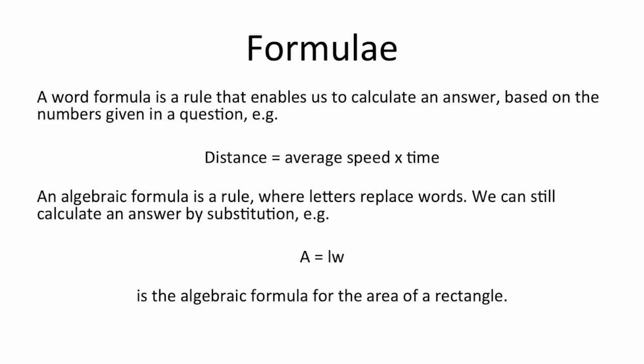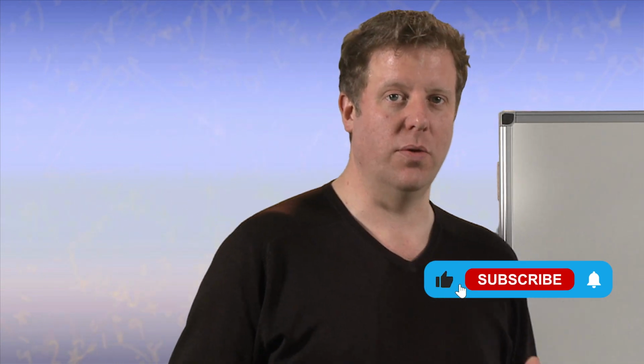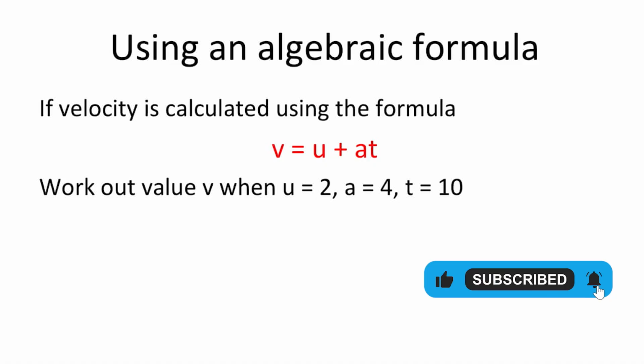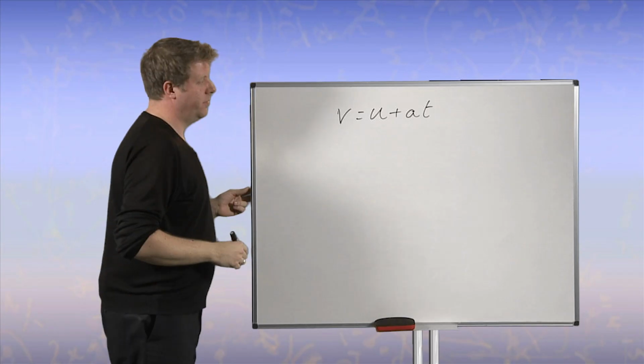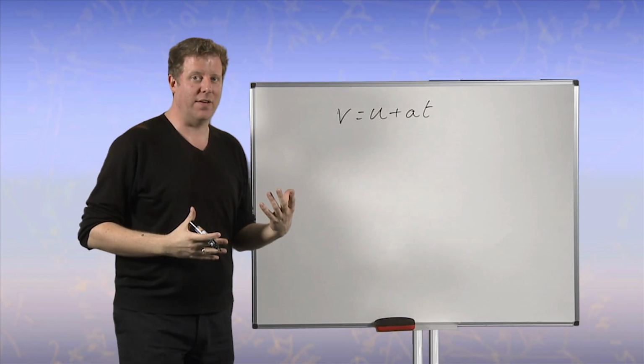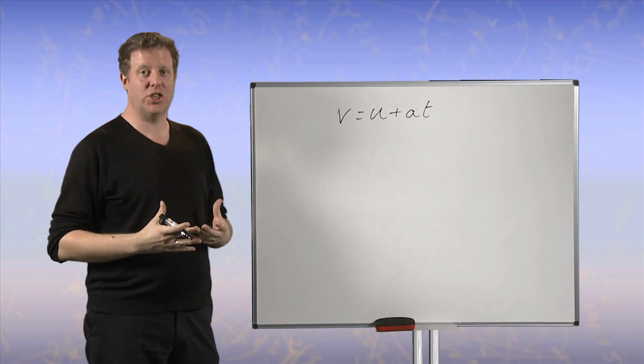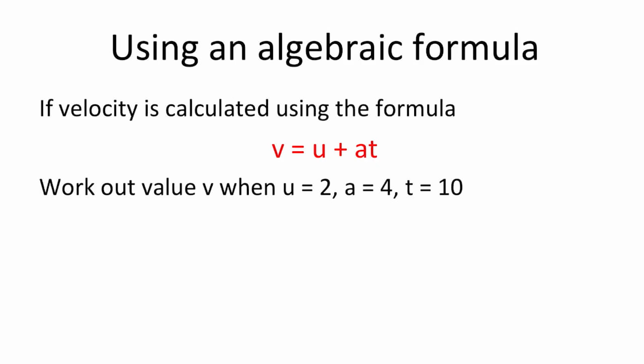So for example, A equals LW is the algebraic form for the area of a rectangle, with L representing length and W representing width. So let's take a look at a couple of examples together on the board. This first formula we've got up here is the formula to calculate velocity, and it is V equals U plus AT. Now we can't calculate anything with that formula unless they give us enough information to put into it, which they do in this question.